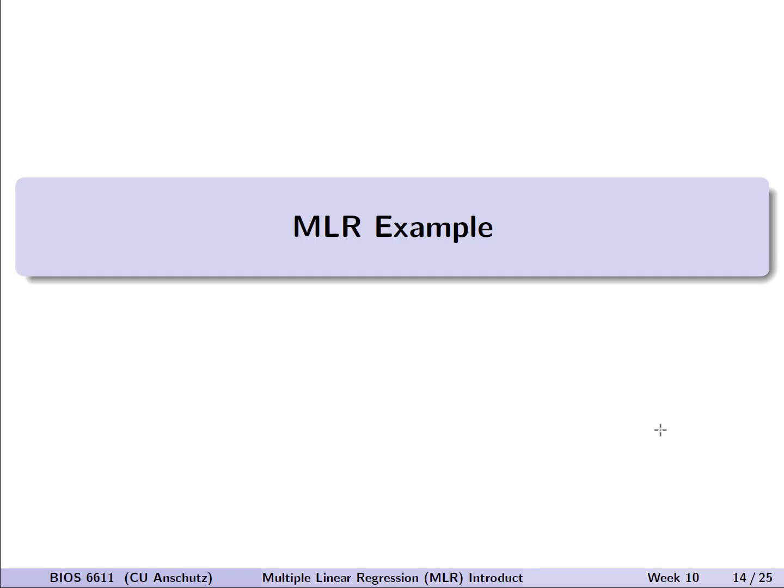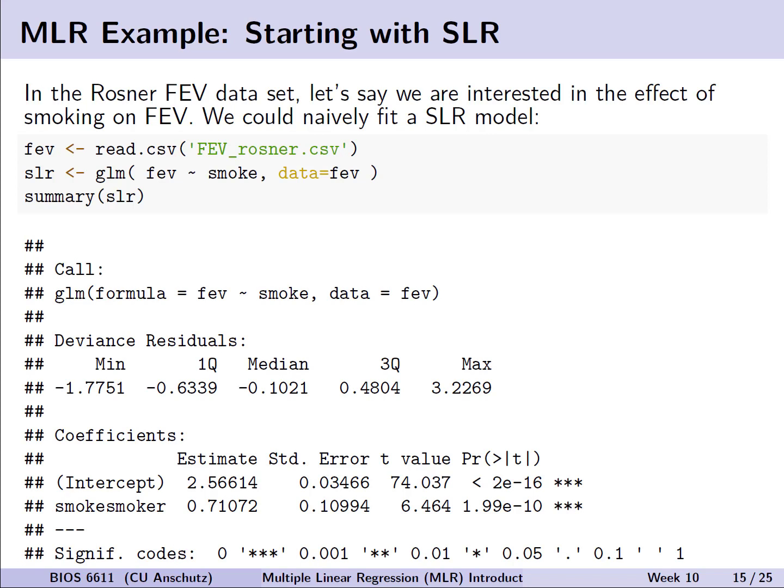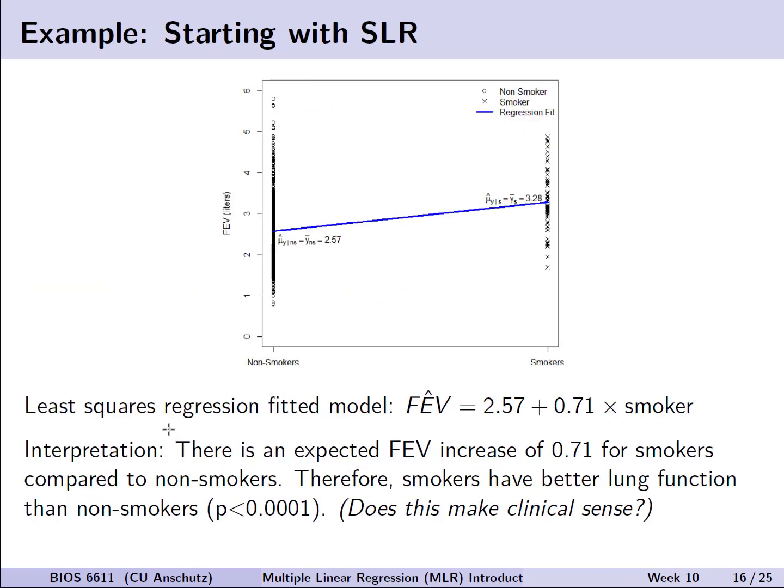So now that we've seen multiple linear regression is fairly similar to simple linear regression, just with additional predictor terms, let's walk through an example starting with simple linear regression. With our Rosner FEV smoking data set, let's say we're interested in the effect of smoking on FEV. Before, with the tools we developed so far in 6611, we could really only naively fit a simple linear regression model with smoking status as our only predictor. Now, if we do this, we see our results down below: our estimate is that smokers actually have a higher FEV by 0.71 liters on average than non-smokers.